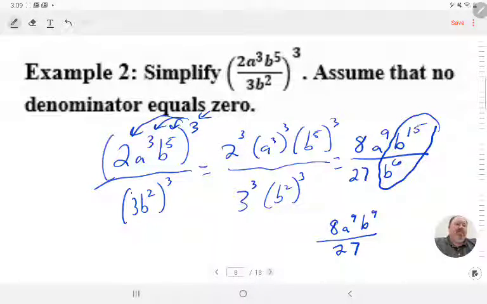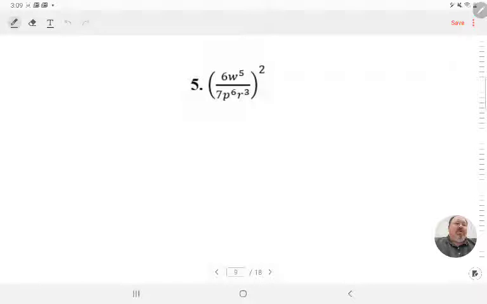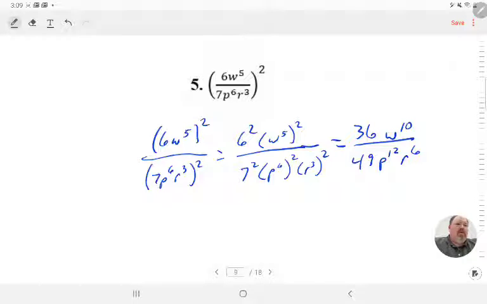Okay? All right, you try this one, then come back and see how you did. All right, let's see how you did. So these are the steps I would have taken, and you should have ended up with 36w to the 10th power and 40 over 49 p to the 12th power r to the 6th power. Okay? All right.